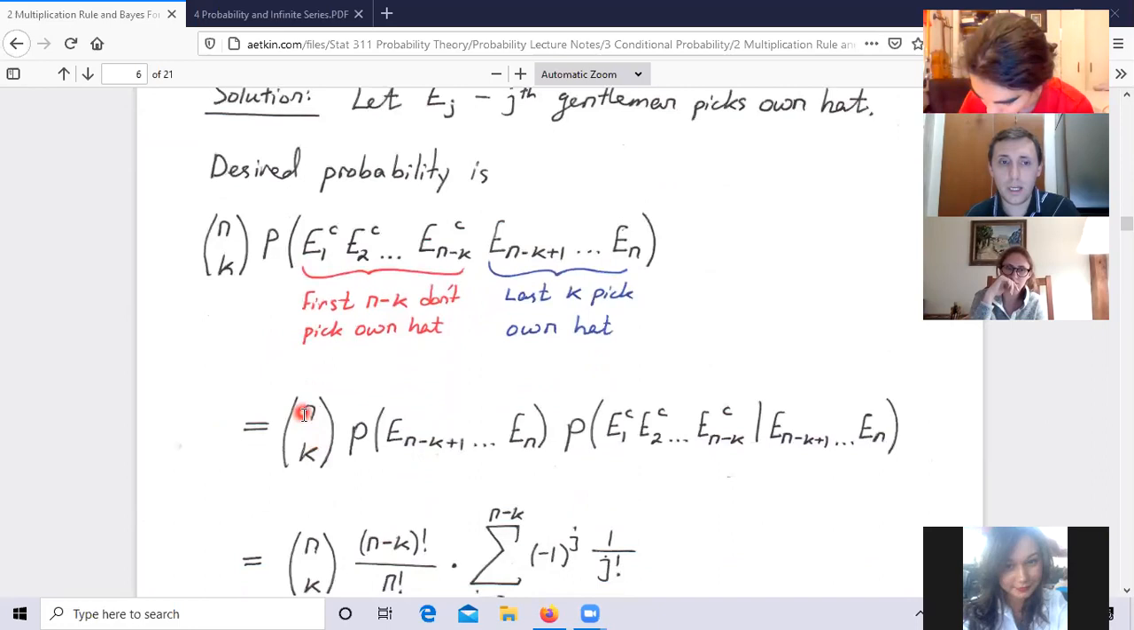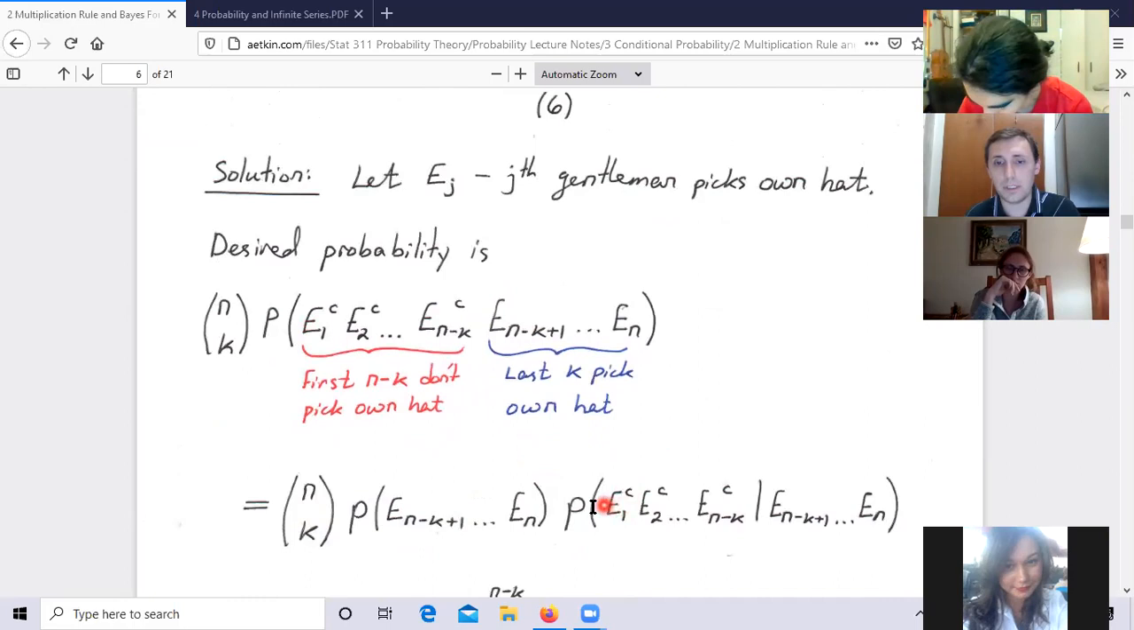And then I'm saying, what's the probability? This product is just, I take this to be one event and this to be the second event, yes? Just two events. So it's the probability of this event times the probability of this event given the other. That's the multiplication rule. Do you see it?